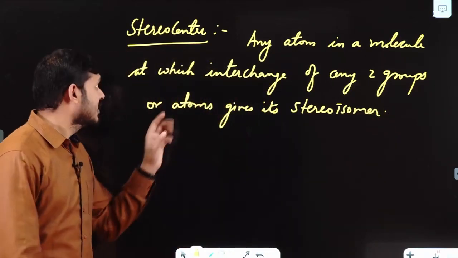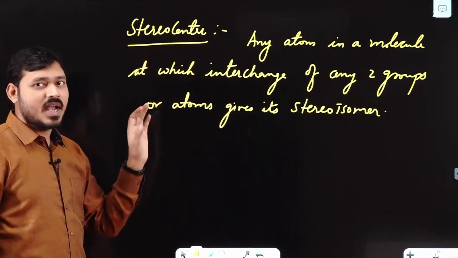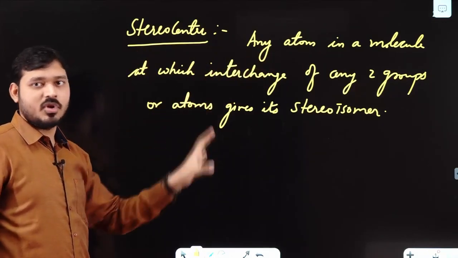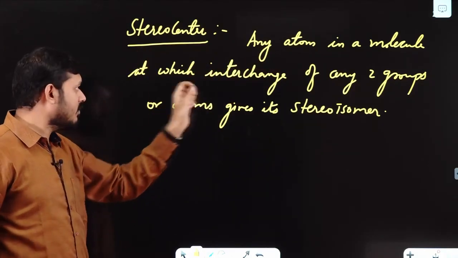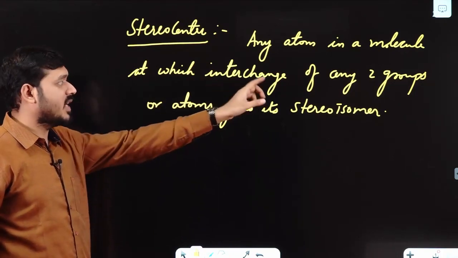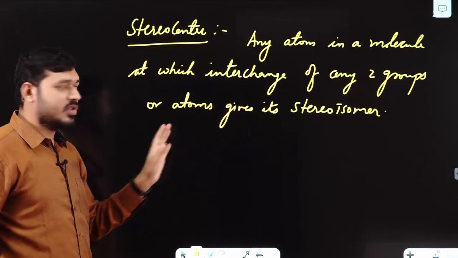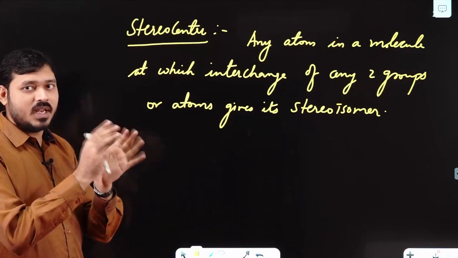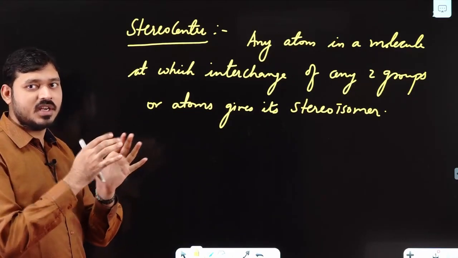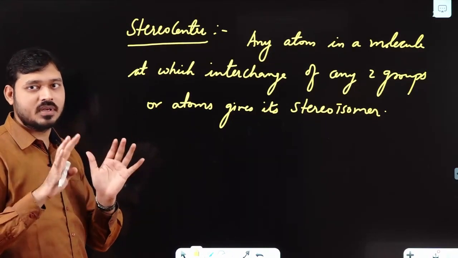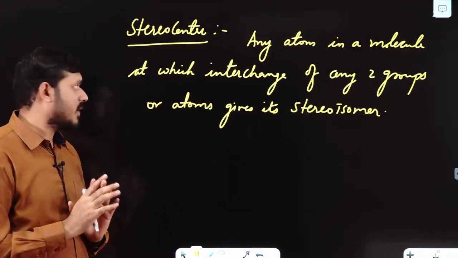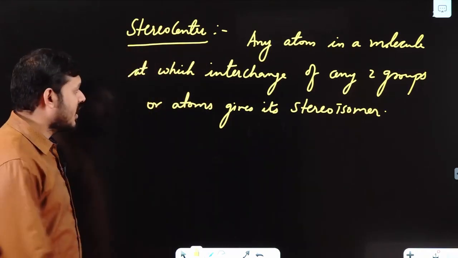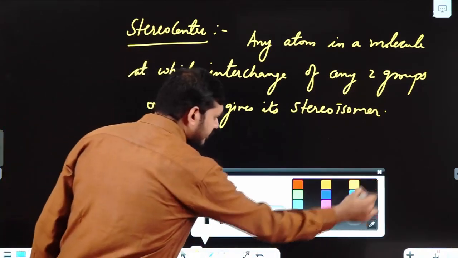Now, dear students, when I say stereo center, I simply mean any atom in a molecule. So, in a given molecule, I am talking about any atom at which interchange of any two groups or atoms, if you get its stereoisomer, then such an atom is called a stereo center. Okay. Now let's take a few examples.